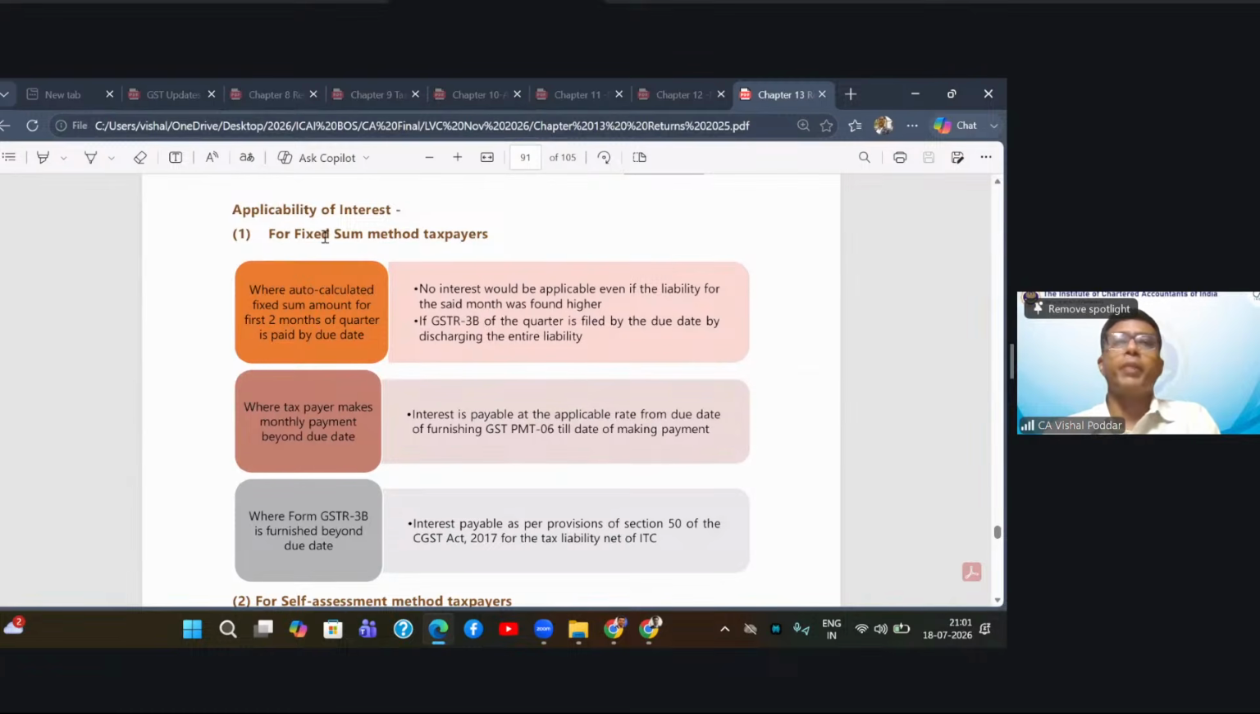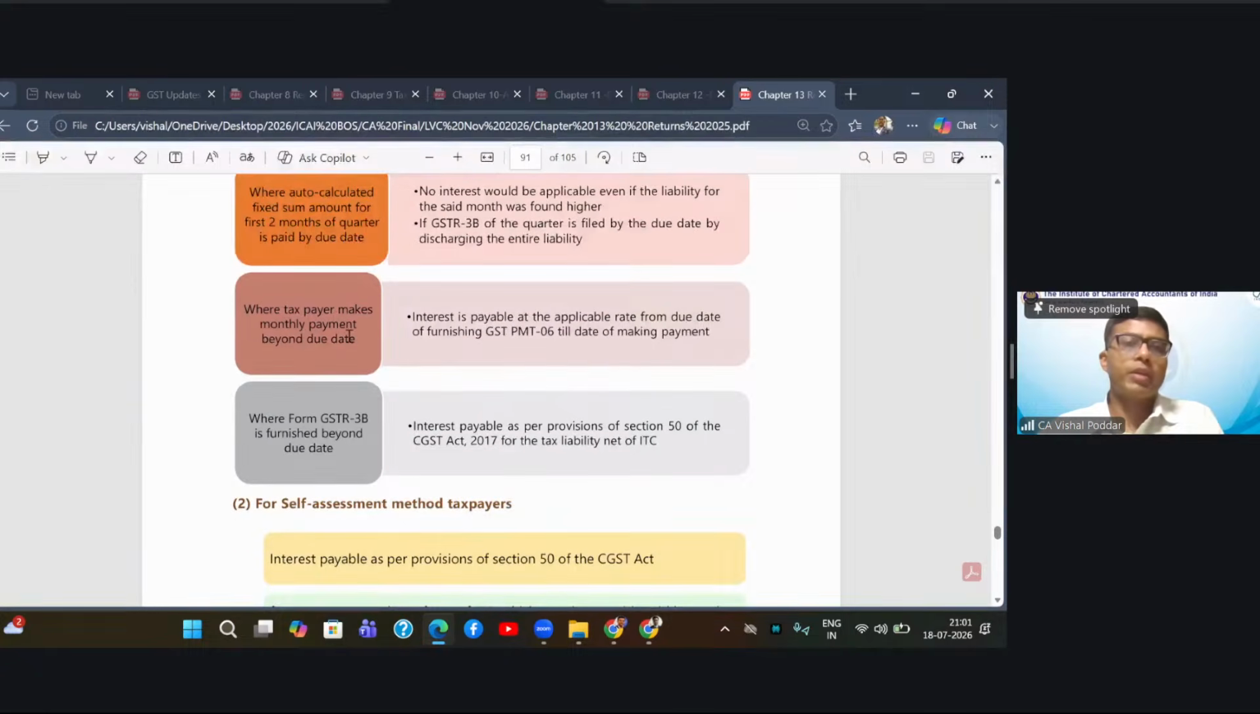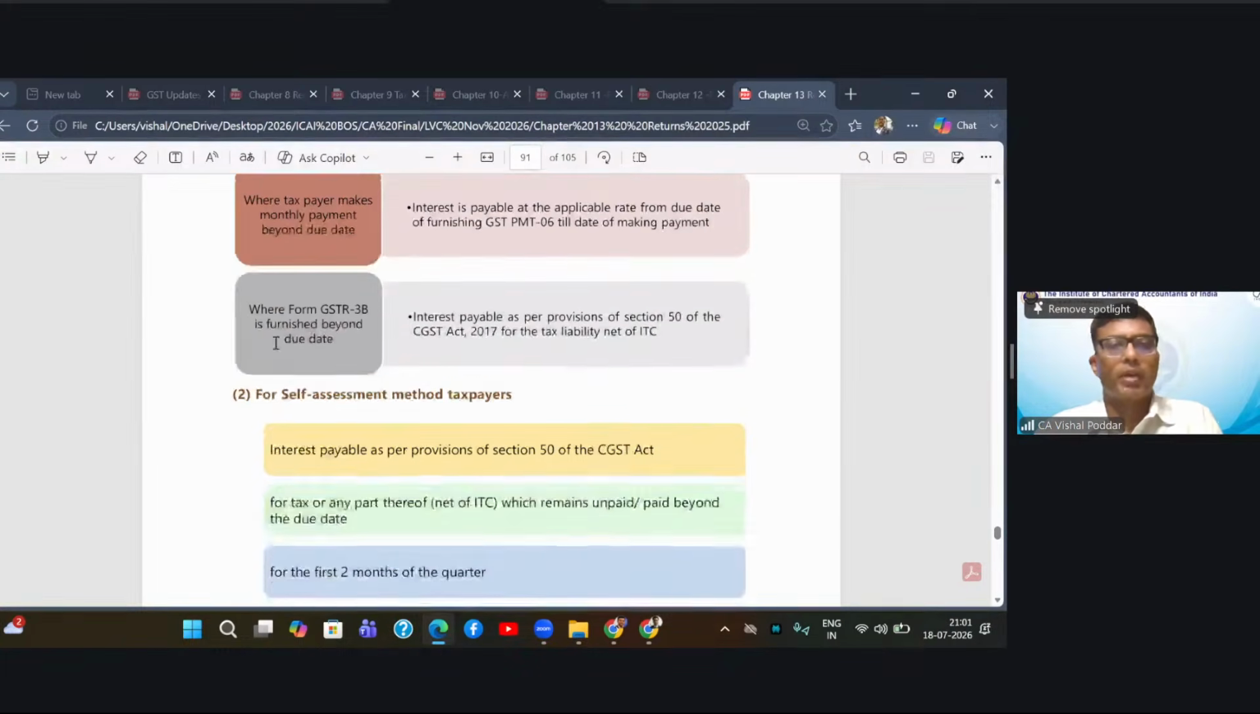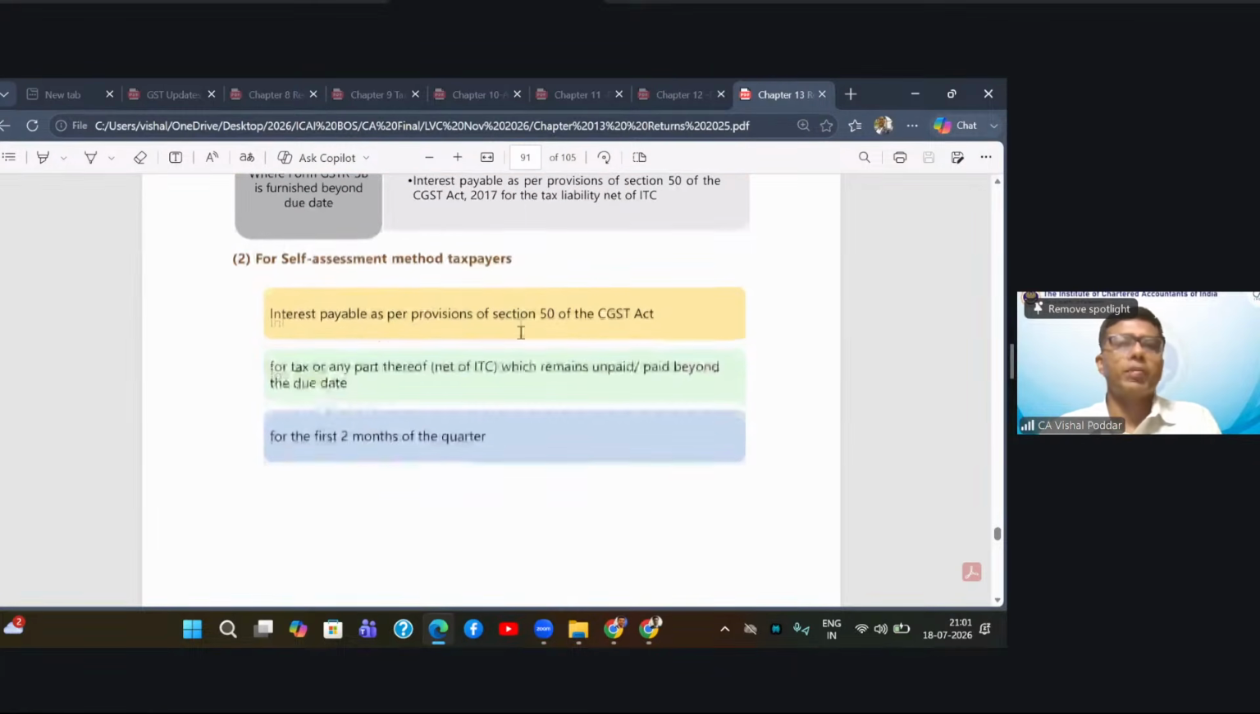Now comes the point of interest. Where you have paid the tax using the fixed sum method, where the auto-calculated fixed sum amount for the first 2 months of the quarter is paid by the due date, no interest would be applicable even if the liability for the month is found higher, if 3B of the quarter is filed by the due date by discharging the entire liability. Where a taxpayer makes monthly payment beyond the due date, obviously in such a case, interest is payable at the applicable rate from the due date of PMT 06 till the date of making payment. Where GSTR 3B is furnished beyond the due date, interest is payable under section 50.